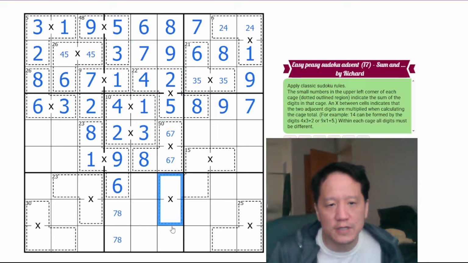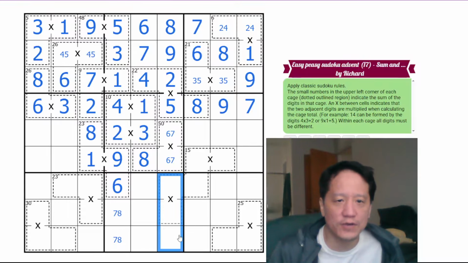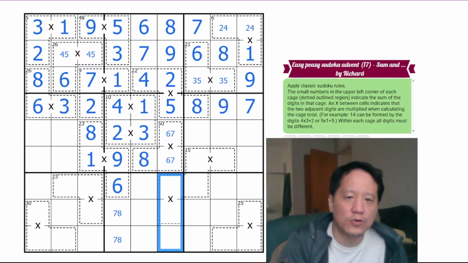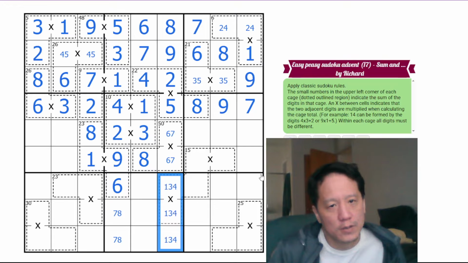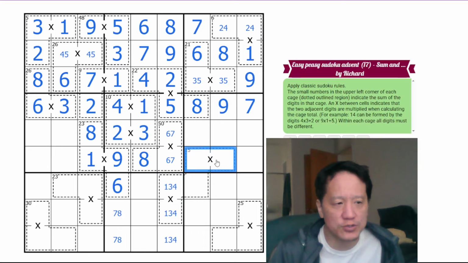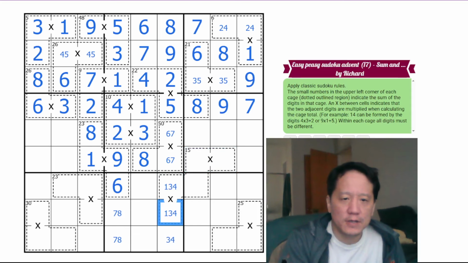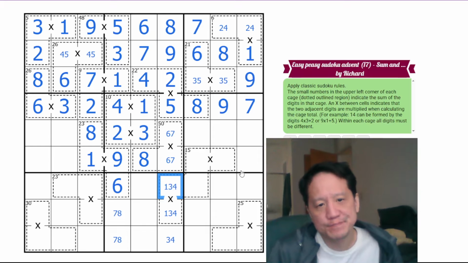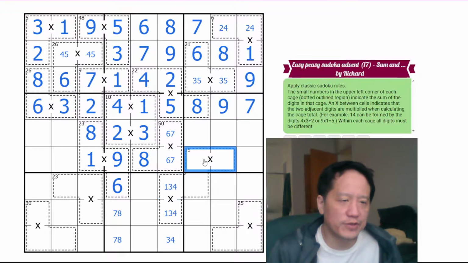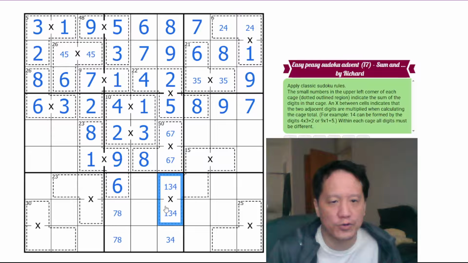So remaining digits in column 6 are 1, 3, and 4. I think this has to be a 1 here. If you have 3 and 4, that's 12. This is at minimum 2 times 3, which is 6. So 12 plus 6 already is 18. So this has to have a 1. This can never be 3 times 4 because that would eliminate 3 and 4 as possibilities here. And we know there's a 3, 4 here.